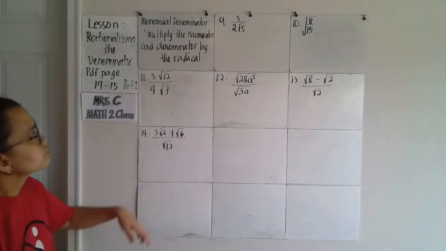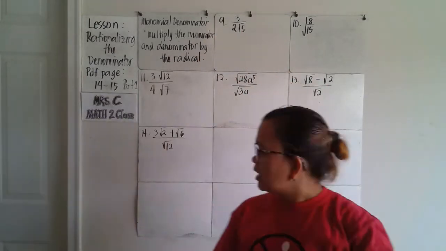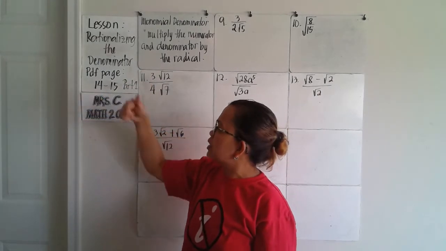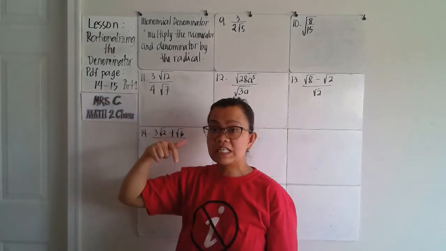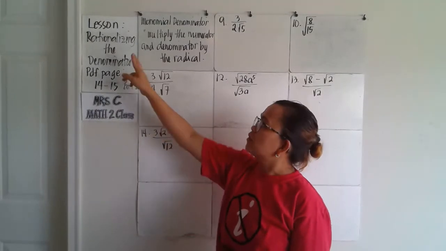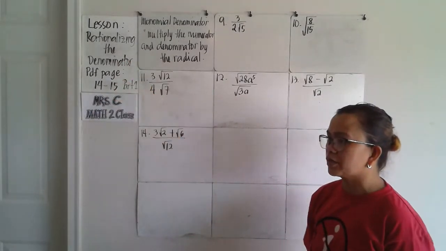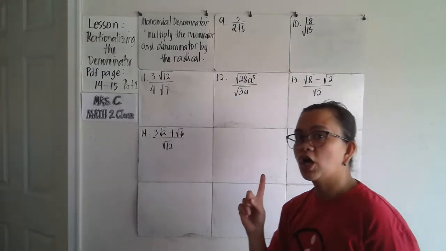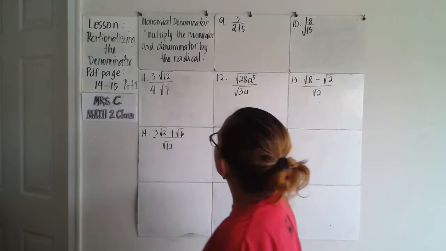So let's start. Number 9. Again, these examples can be found on my PDF file down below, page 14 to 15. This is my part 1 video for rationalizing the denominator because I still have another video for this, which is conjugate or binomial. All right, let's start.